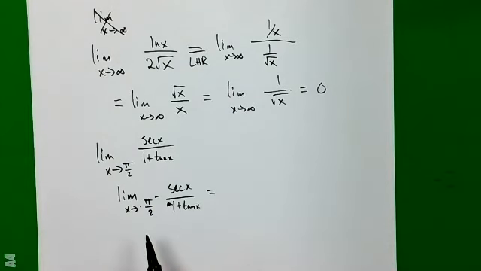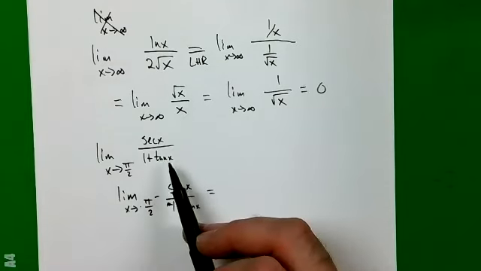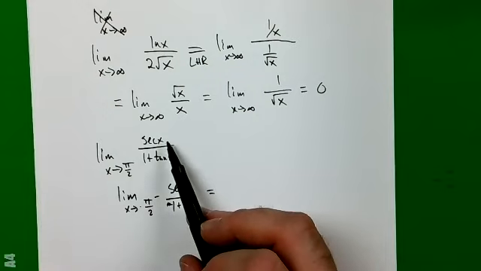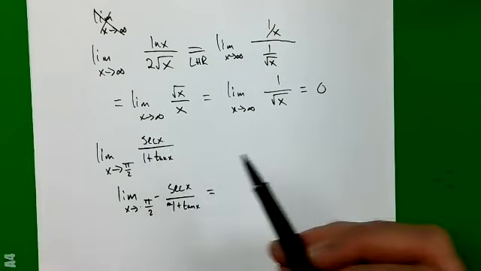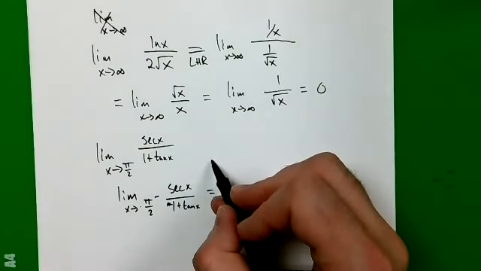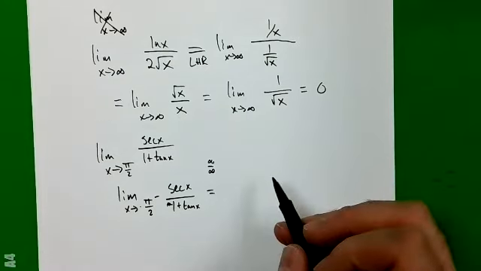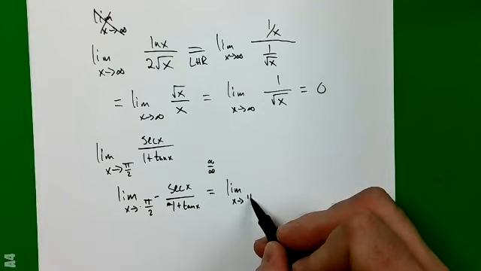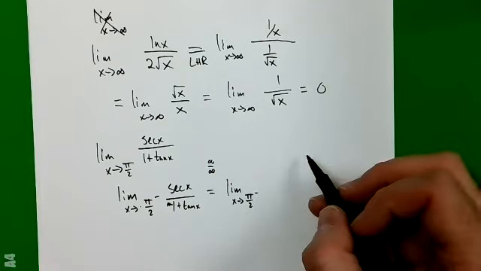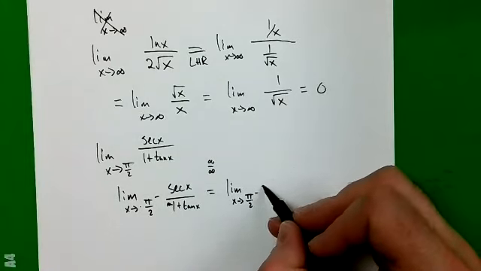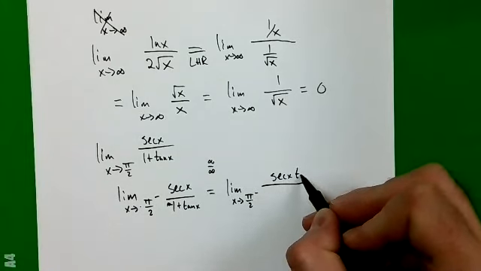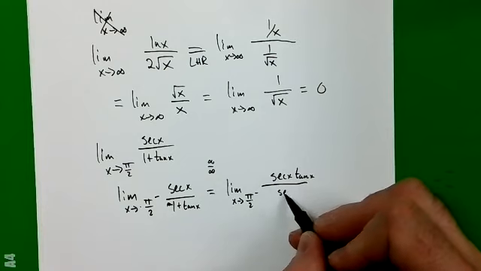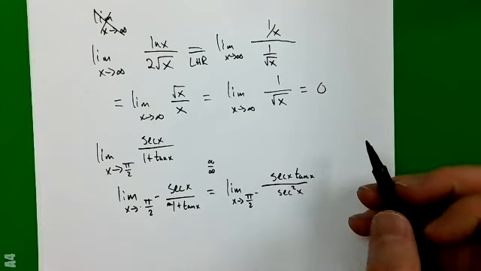So now as we approach from the left, we're in the first quadrant. And in the first quadrant, everything is positive. So secant is positive, tangent is positive. So this is an infinity over infinity indeterminate form, and we can use L'Hopital's rule here. Still taking the limit from the left, take the derivative of secant, and we get secant x tangent x. Take the derivative of 1 plus tangent x, and we get secant squared x.